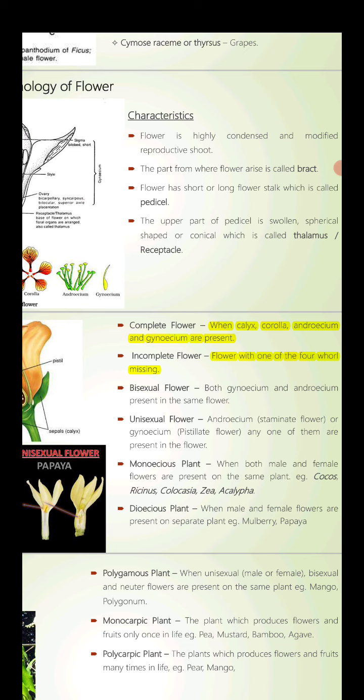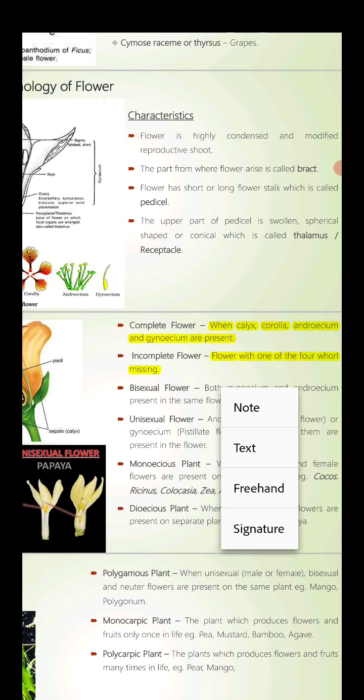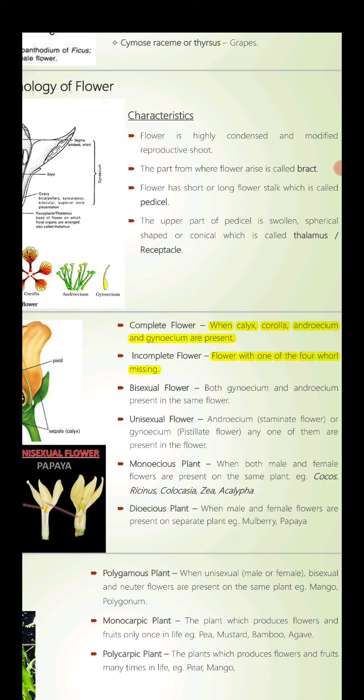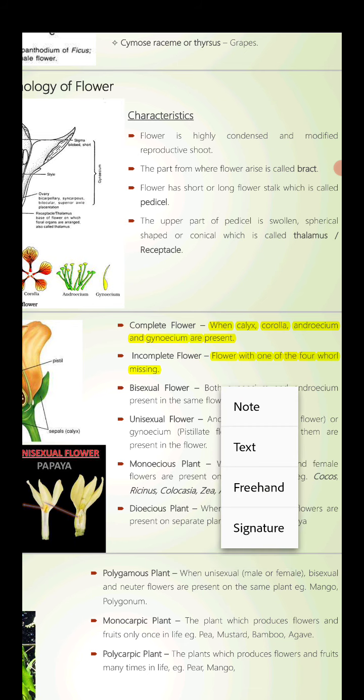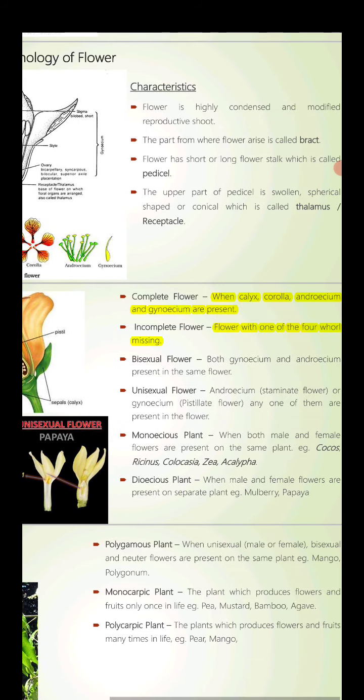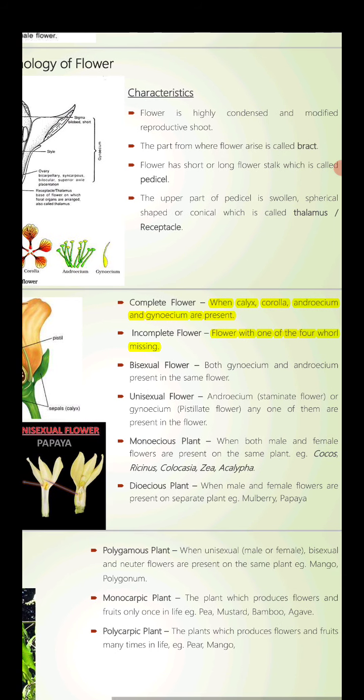Next is the bisexual flower. What's the meaning of the bisexual flower? Both gynoecium and androecium are present in the same flower. That's called the bisexual flower. Unisexual flower: androecium or gynoecium, only one of them is present in the flower. That's called the unisexual flower.